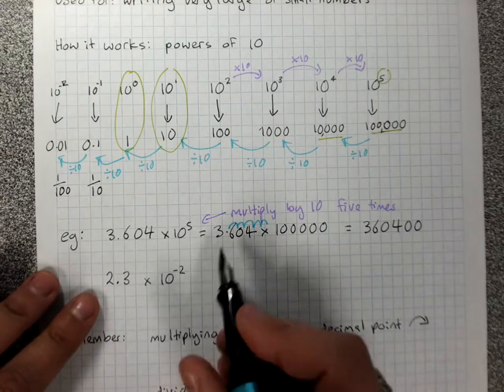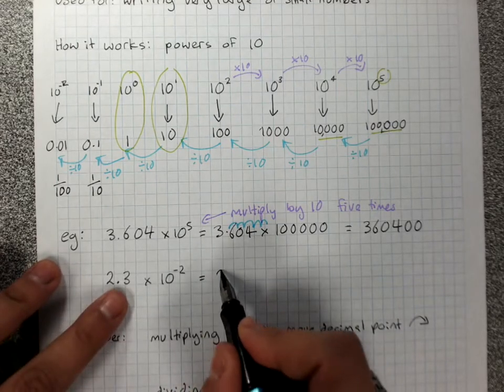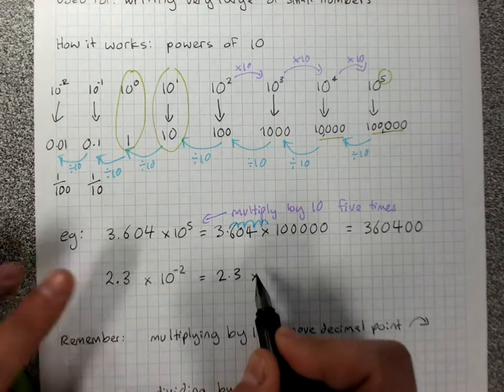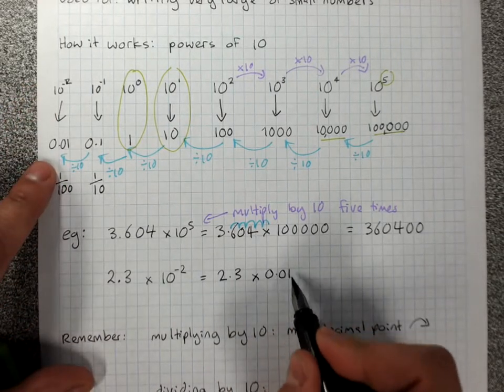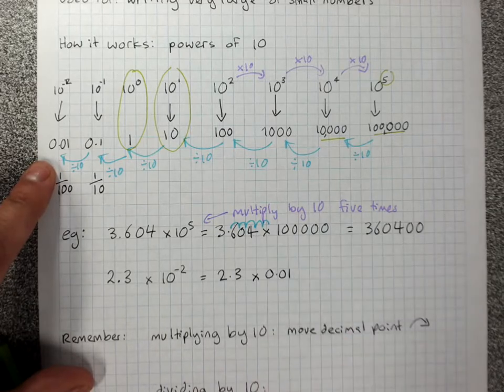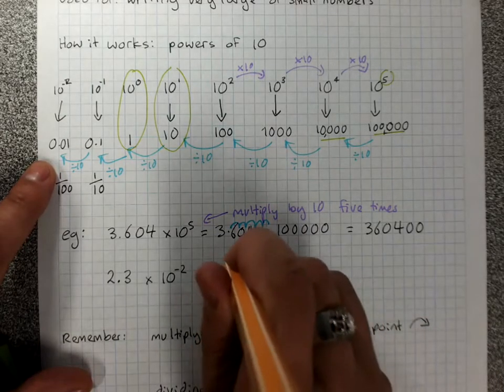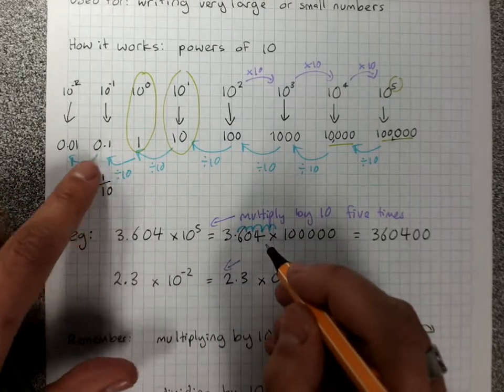2.3 times 10 to the negative 2. That would be 2.3 times 10 to the negative 2, 0.01, or it's the same as dividing by 10 twice.